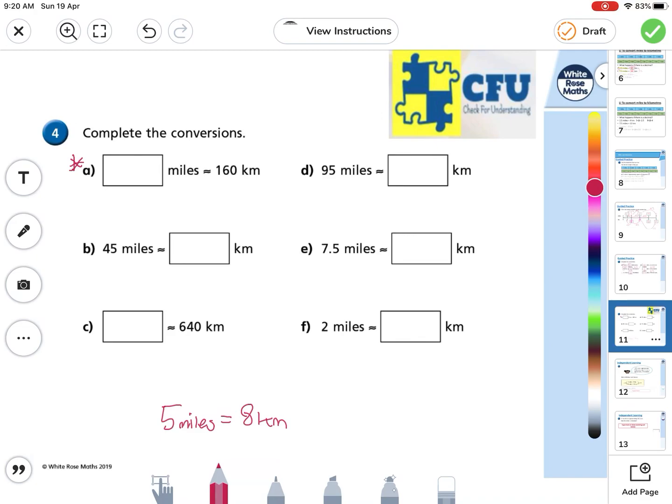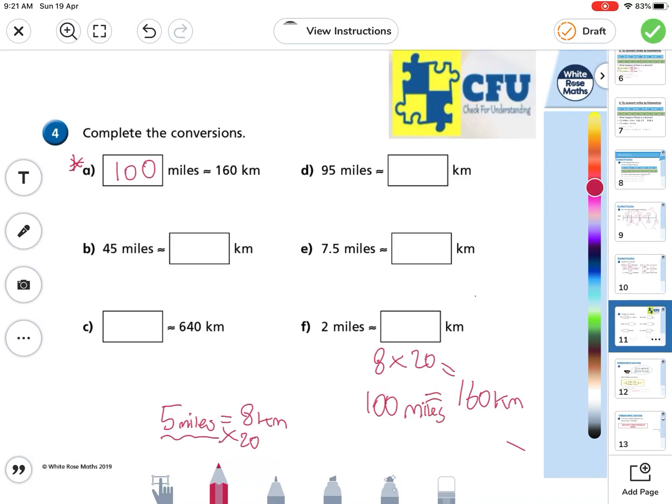Now, if I multiply this by 20, I get 160 kilometres, because 8 times 20 equals 160. So I must do the same for the miles. 5 times 20, well, 5 times 10 is 50, double that, 100 miles equals 160 kilometres. So this is 100 miles equals 160 kilometres.